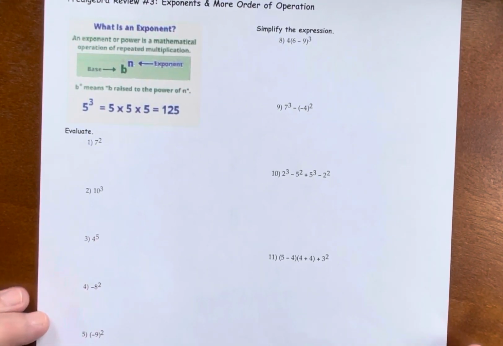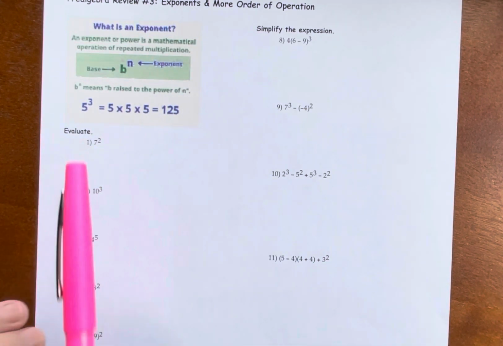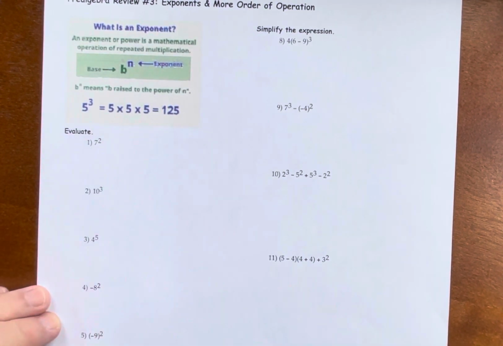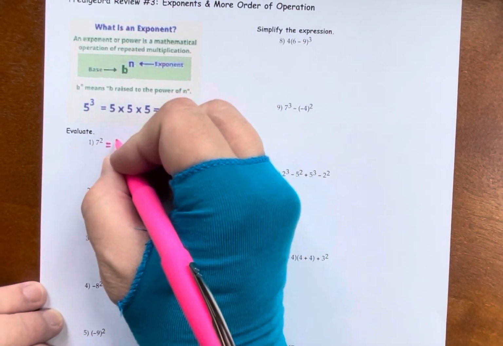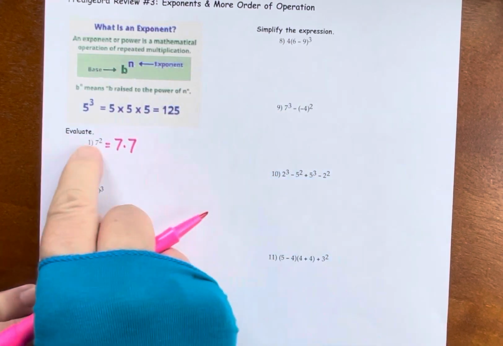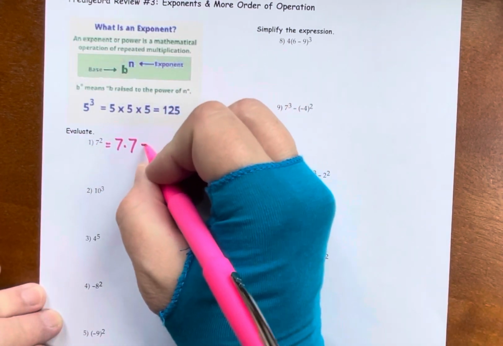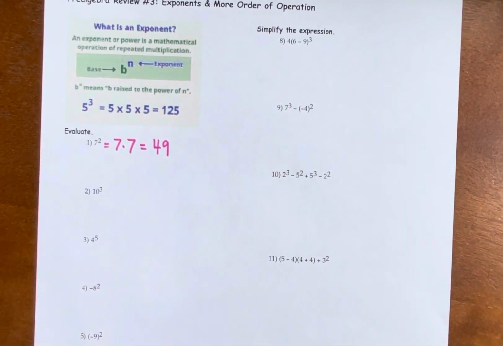7 to the second. First of all, let's write that out. This is called exponential form, because it's written with an exponent. The first thing we're going to do is write it in expanded form, which means we're going to write it as 7 times 7. We do that 2 times because the power tells us that. 7 times 7 is 49, okay?